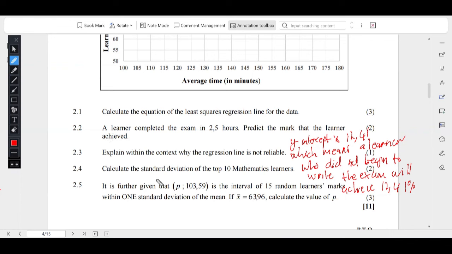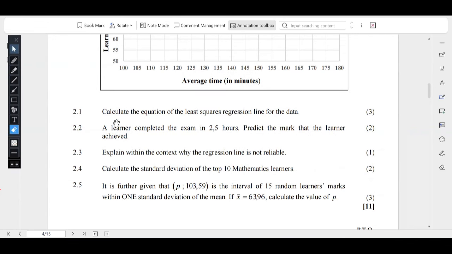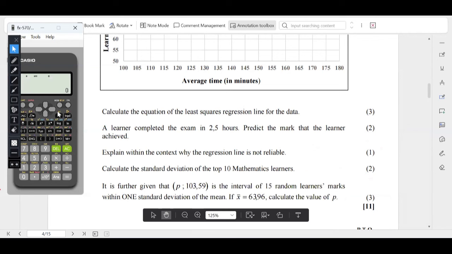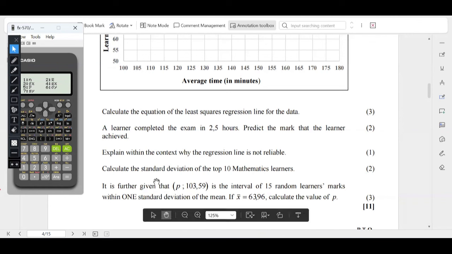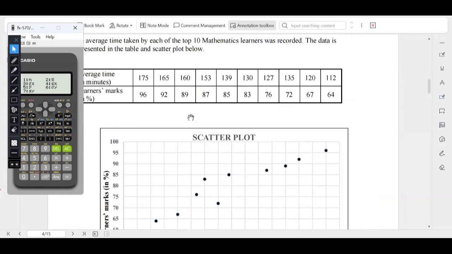Then 2.4 says calculate the standard deviation of the top 10 mathematics learners. So for standard deviation, we need our calculator once again. So go to our calculator, and then again, we have shift, then 1. So we go to variable this time, and then we are looking for this. Calculate the standard deviation of the top 10 mathematics learners, right? The learners was Y. So that means I must look for the standard deviation of Y. So that's number 6.